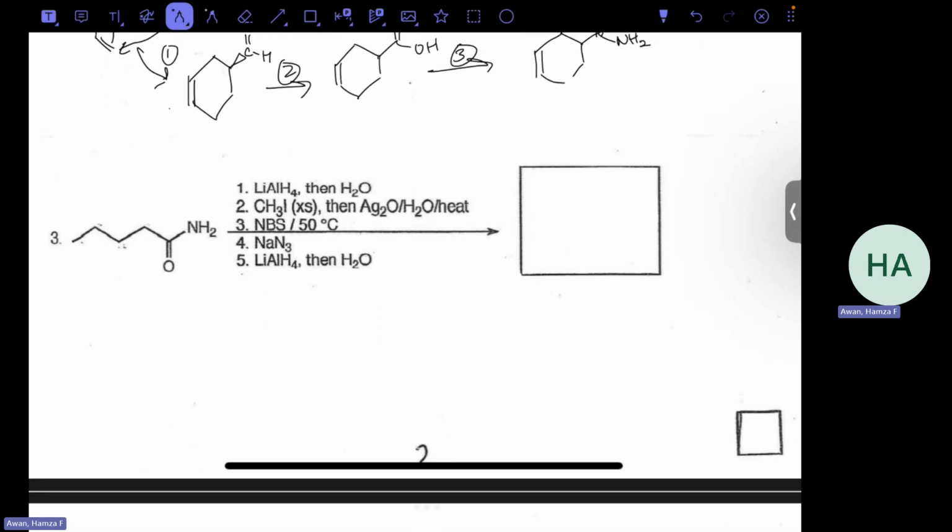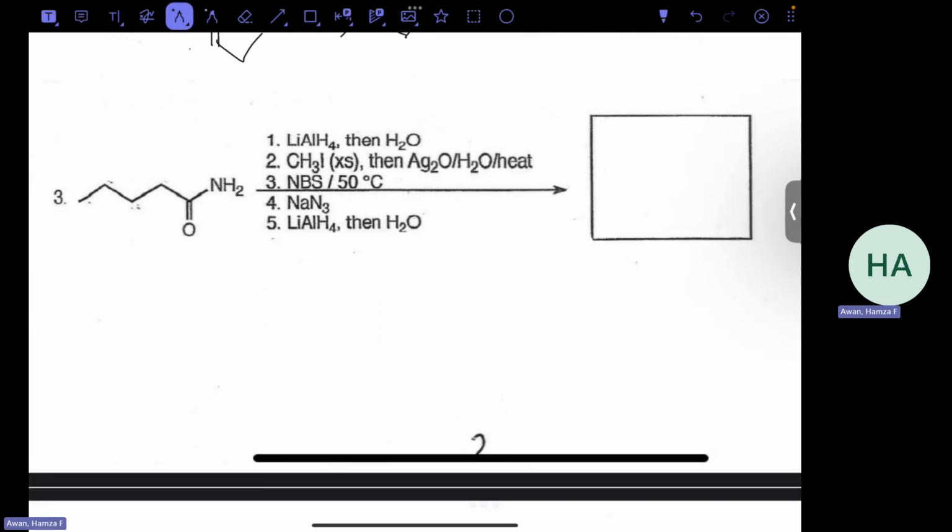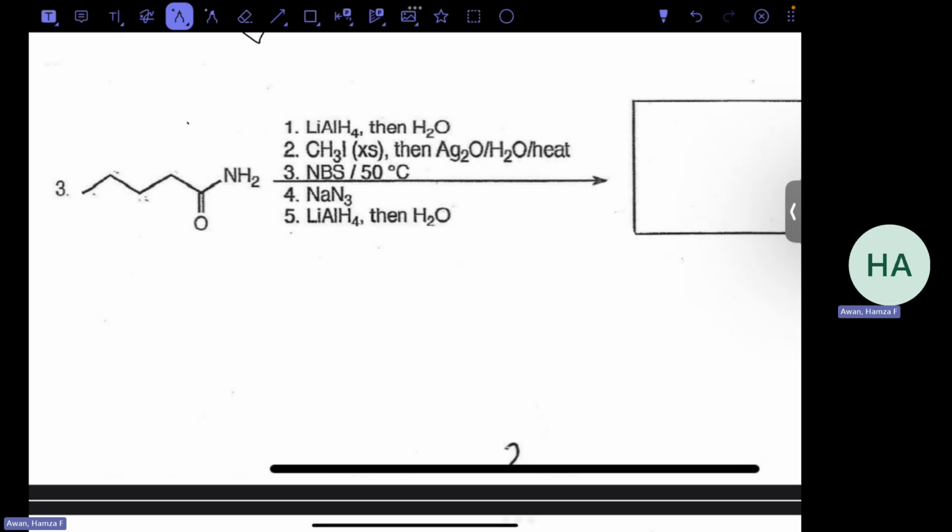So number 3. We have an amide, we'll begin with an amide. Our first step is LiAlH4 and then H2O. Whenever we have an amide with LiAlH4 and then H2O, it's essentially just taking off the carbonyl. So we'll go ahead and do that. We'll have 1, 2, 3, 4, 5 carbons plus the NH2, and this carbonyl is now gone. So don't worry about that.